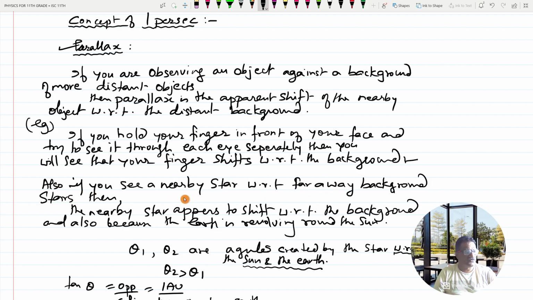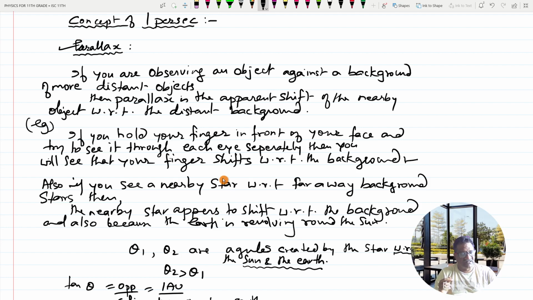Now somehow in the night, if you are trying to see some far distant star, behind the star also there is a lot of background. The universe is very huge. So you are just trying to see one nearby star. What you will see is that the position of the nearby star will appear to be shifting with respect to the background.